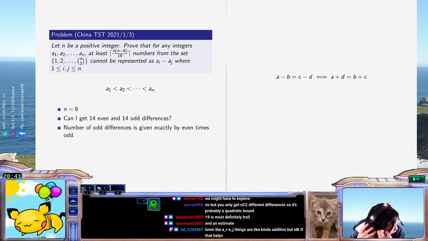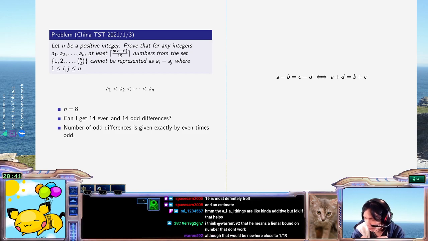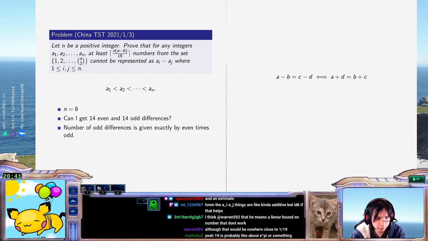Like I was saying earlier, I kind of wanted to take the consecutive differences. So you instead have d1, d2 up to d(n-1), and then you can add up any contiguous substring.